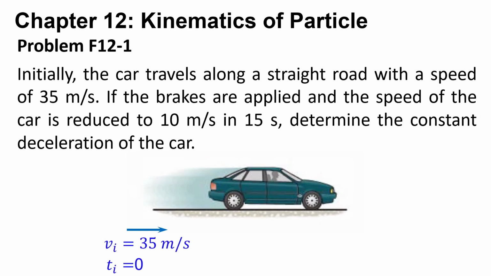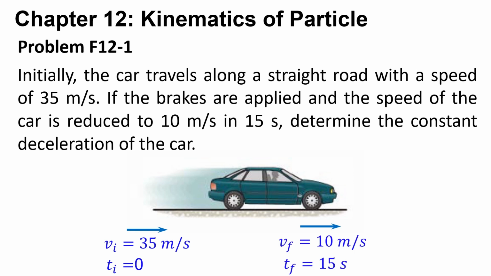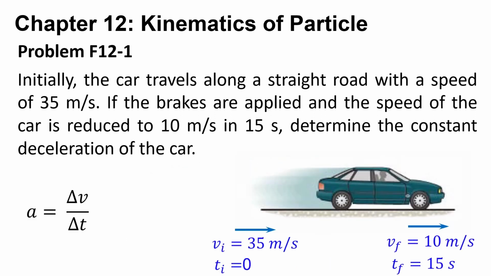Here we have a car that travels at initial speed, vi, equal to 35 meters per second at ti equal to 0. Then slowed down to travel with a final speed, vf, equal to 10 meters per second at tf equal to 15 seconds. We know that acceleration equals the change in speed divided by the change of time, or delta v divided by delta t.